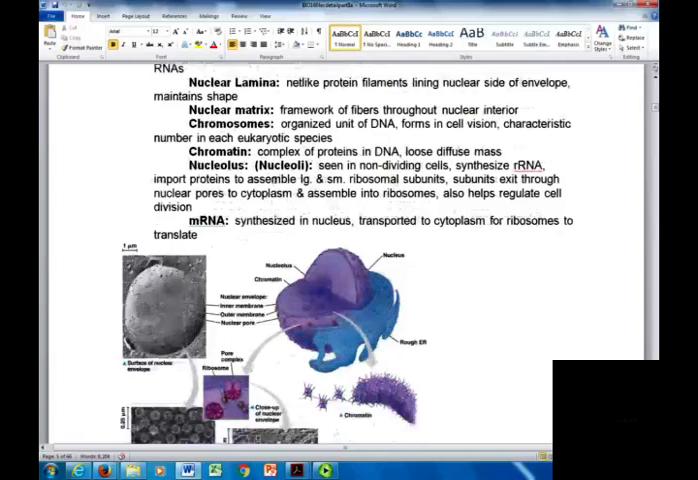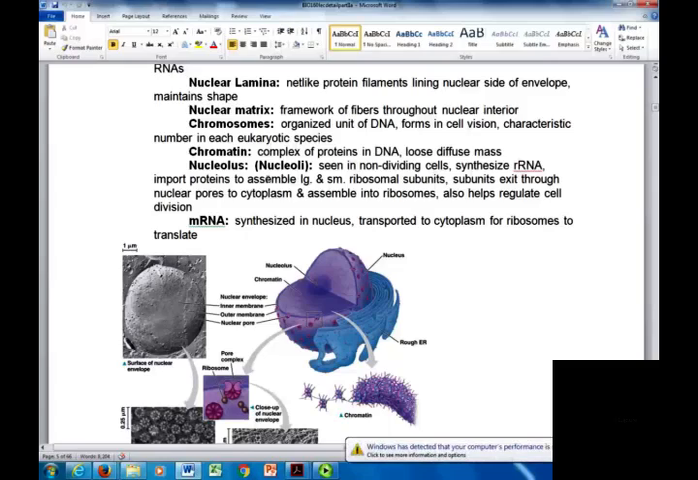Your nucleolus, or nucleoli if it's plural, is going to be seen in cells that are not dividing. These are going to synthesize your rRNA or ribosomal RNA. They'll help import proteins to assemble your large and small ribosomal subunits, and those subunits are going to exit through the nuclear pores into the cytoplasm to form your ribosomes. It also helps to regulate your cell division.